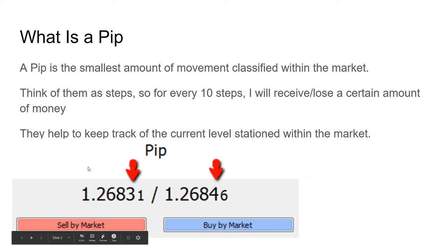But so basically, since this 3 turned into a 4, it went up 1 pip. If it would have turned into a 2, it would have went down 1 pip. Okay. So say this 8 turns into a 9, it would have went up 10 pips. If it would have turned into a 7, it would have went down 10 pips. If this would have went up to 7, it would have went up 100. If it would have went down to 5, it would have went down 100 pips.